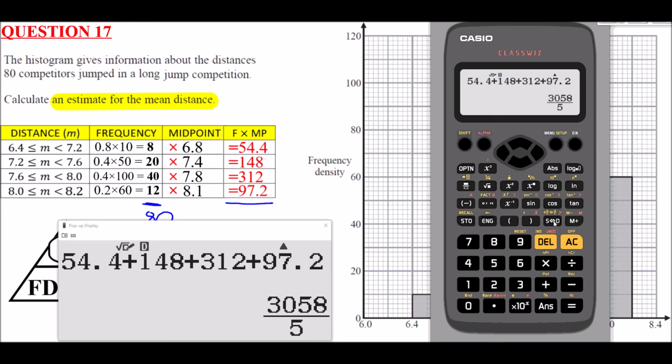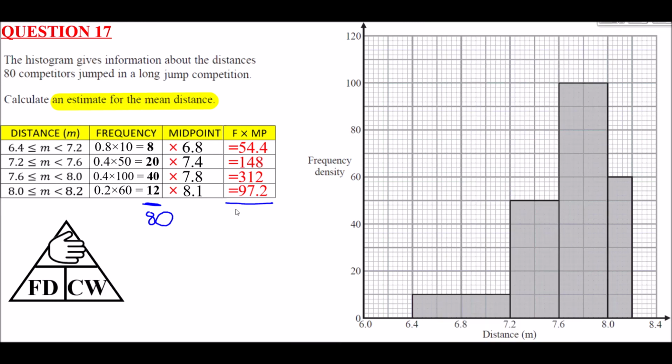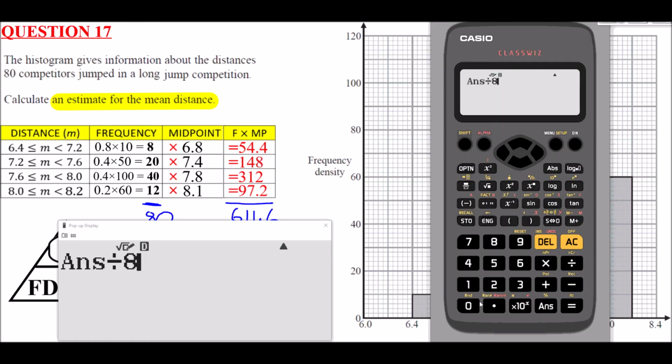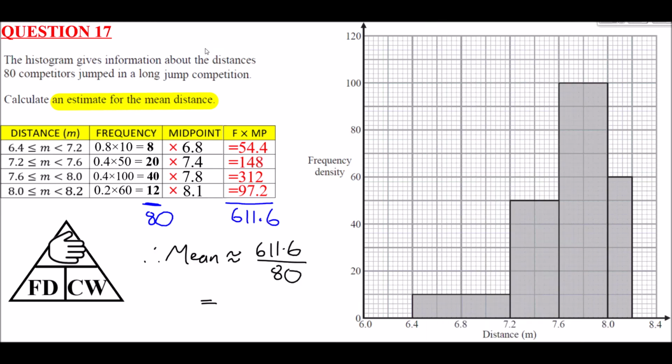We press equals, then SROD, we get 611.6. So therefore our estimate for the mean is going to be about 611.6 divided by the total frequency of 80. So let's see what this gives us. So that total there divided by 80 gives us that. So we can round it if you want to 3 significant figures. We can call that 7.65 meters if you so wish. So mean 7.65 meters.